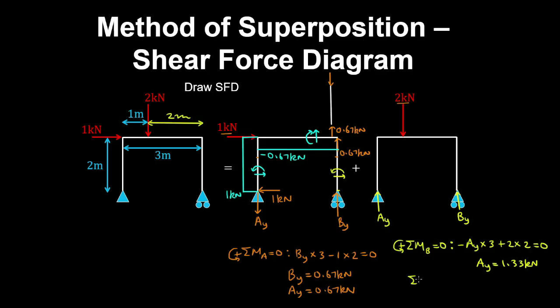And by vertical equilibrium of forces, with upwards being positive, we have Ay plus By minus 2 kilonewtons is 0. So By is 0.67 kilonewtons.